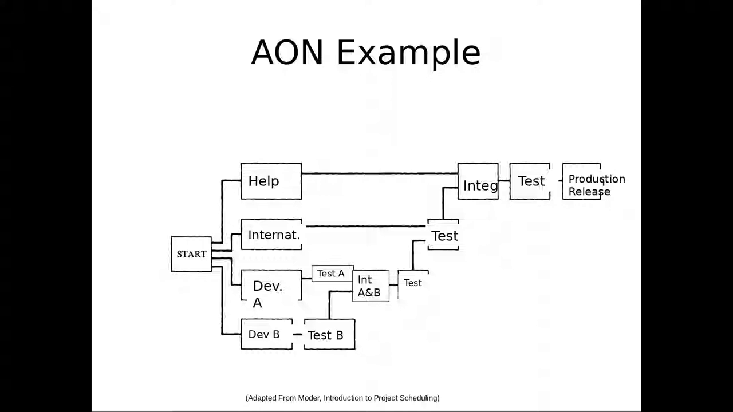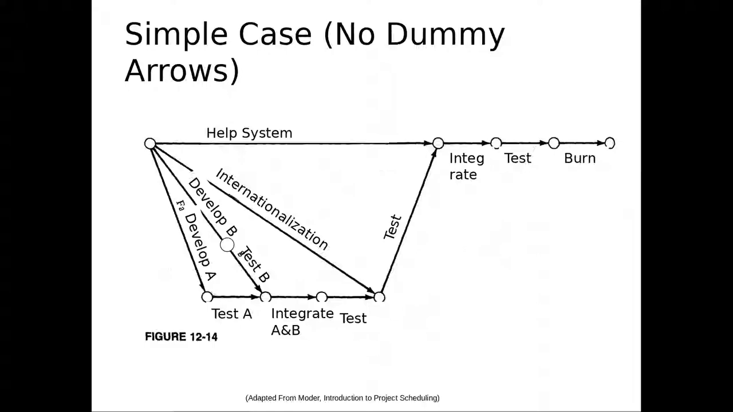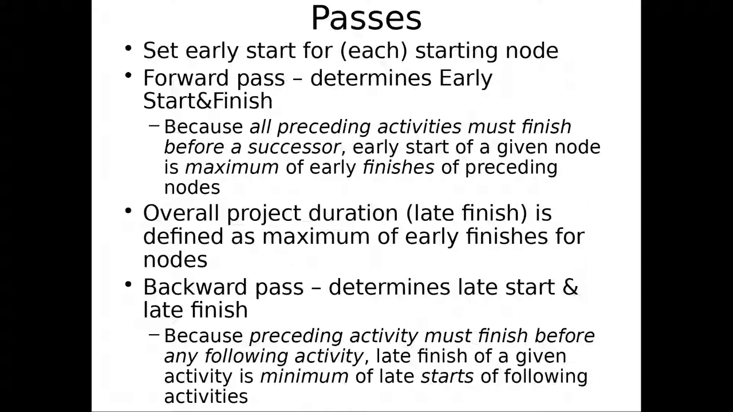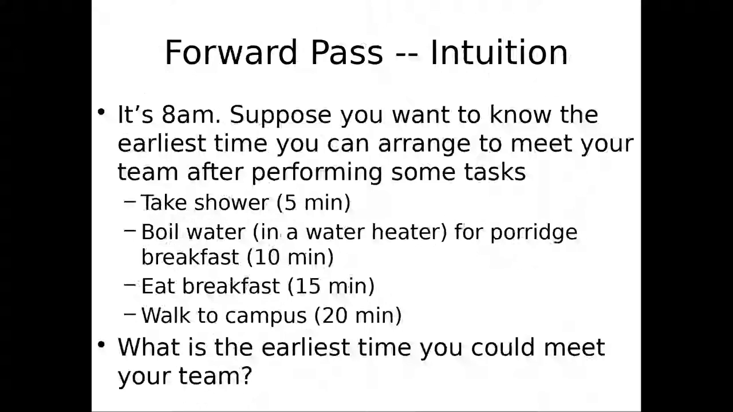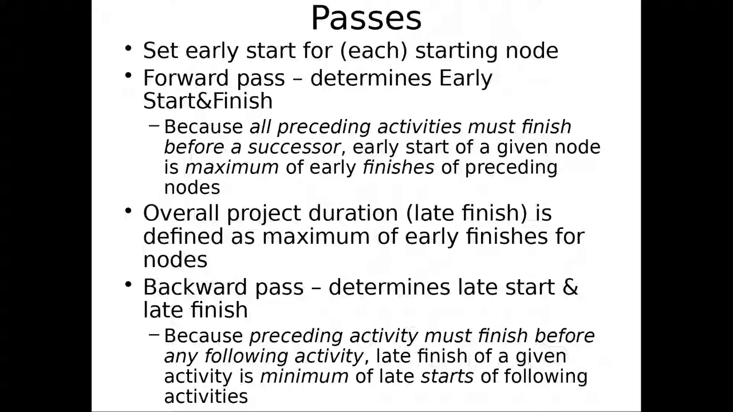So that's the basic logic of this, and I'd like to talk about some of the specifics. Okay, so we're gonna do these two passes, and basically the overall project duration is gonna be the maximum of the early finishes for all the nodes. In the backwards pass, we're gonna be computing the late start and late finish as noted, okay?